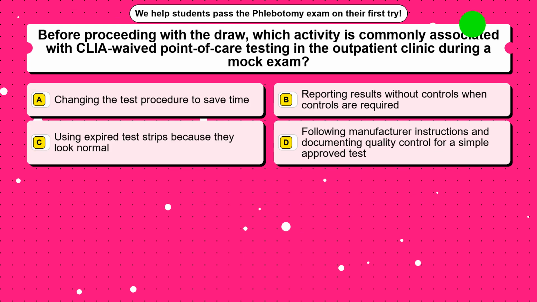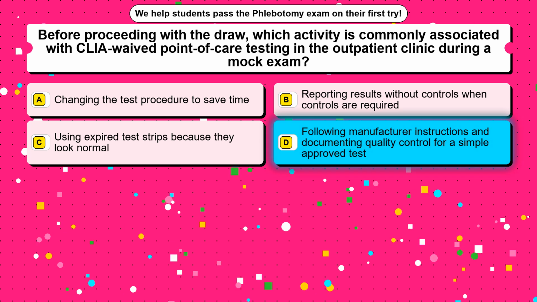Question 70. Before proceeding with the draw, which activity is commonly associated with CLIA waived point of care testing in the outpatient clinic during a mock exam? Option A, changing the test procedure to save time. Option B, reporting results without controls when controls are required. Option C, using expired test strips because they look normal. Option D, following manufacturer instructions and documenting quality control for a simple approved test. The correct answer is option D, following manufacturer instructions and documenting quality control for a simple approved test.